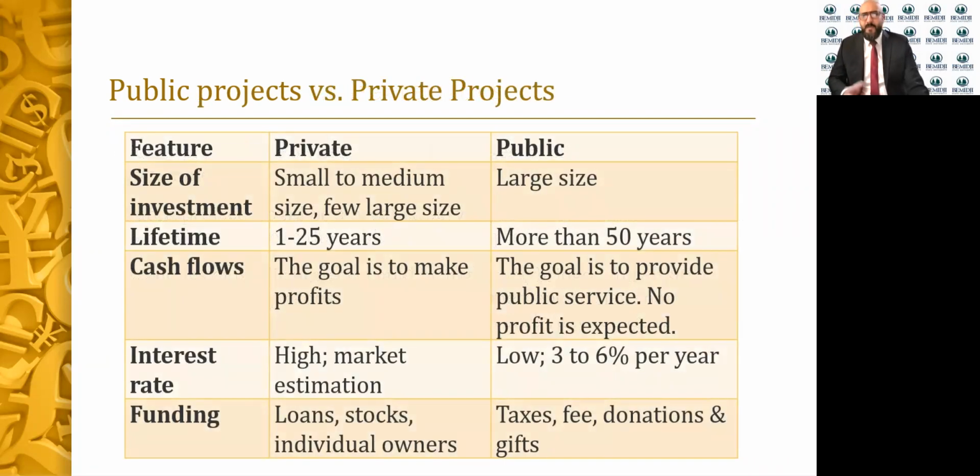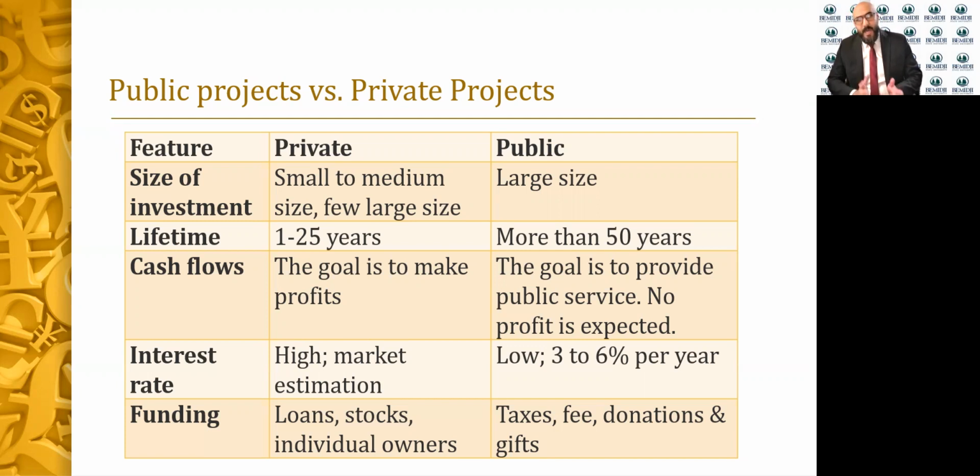Here is a table that will summarize the difference between the public and the private project in terms of the size, the lifetime, the cash flow, interest rate, and funding. In terms of the size, the private is small to medium size. However, the public projects are large size. Looking at the lifetime, 1 to 25 years would be private. However, public projects last more than 50 years. For the cash flow, the goal for the private is to make profit, of course. However, the public is to provide a service with no profit expected.